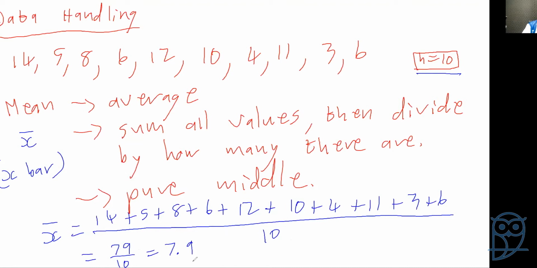So that means if I take 7.9 and subtract it from each of these values, 14 minus 7.9 is 6.1. 5 minus 7.9 is minus 2.9. 8 minus 7.9 is 0.1. 6 minus 7.9 is minus 1.9. All the way to the end, 6 minus 7.9 is minus 1.9. And if you add all of those values together, you will find that the total comes to 0. So it literally is the exact middlemost point along this data set.